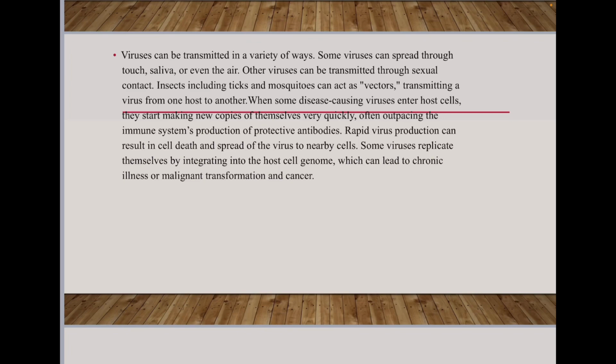When some disease-causing viruses enter a host cell, they start making new copies of themselves very quickly, often outpacing the immune system's production of protective antibodies. Rapid virus production can result in cell death and spread of the virus to nearby cells. Some viruses replicate themselves by integrating into the host cell genome, which can lead to chronic illness or malignant transformation and cancer.